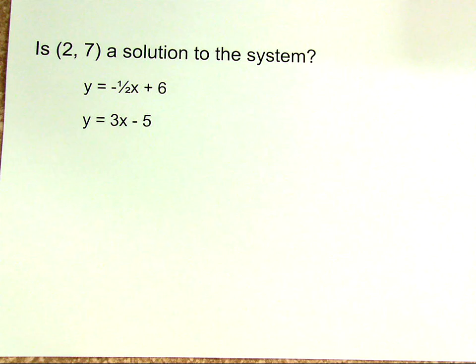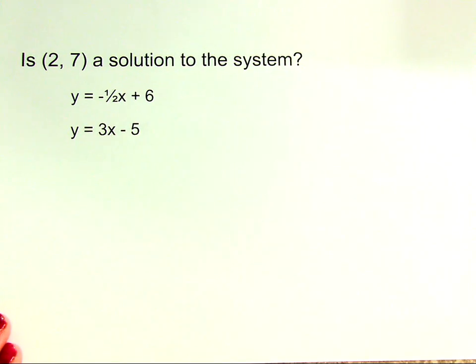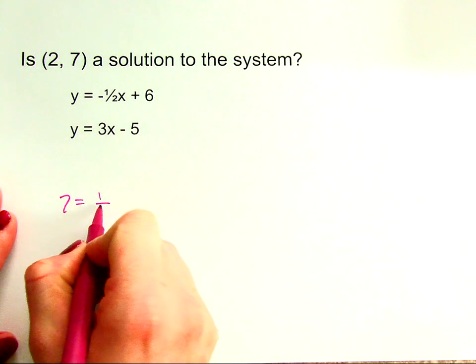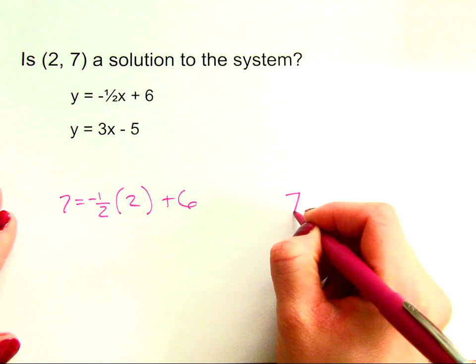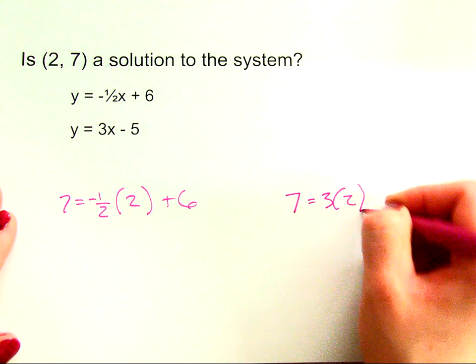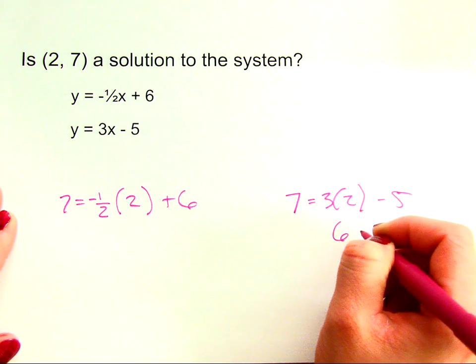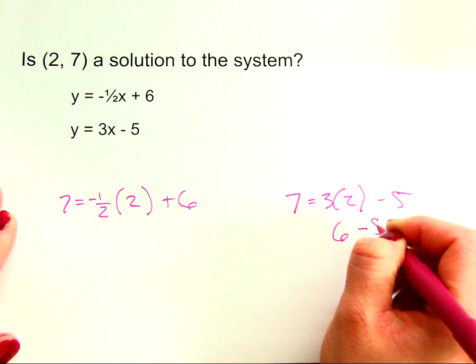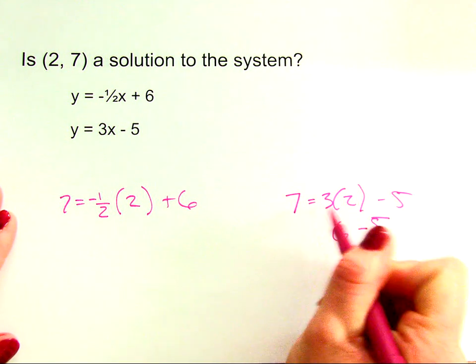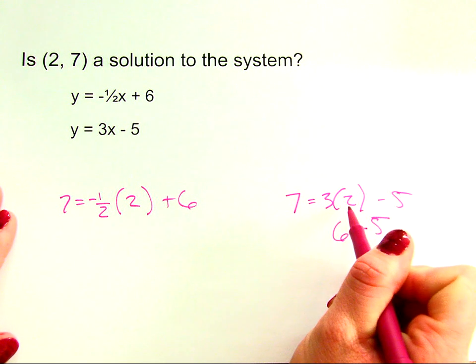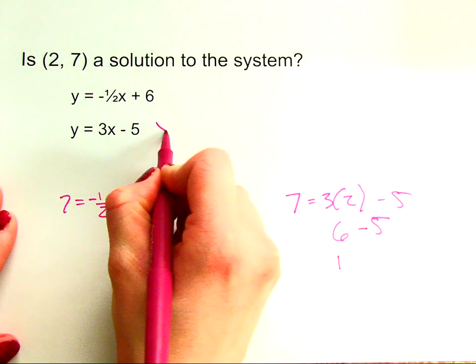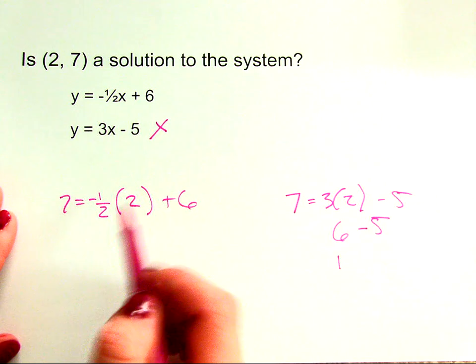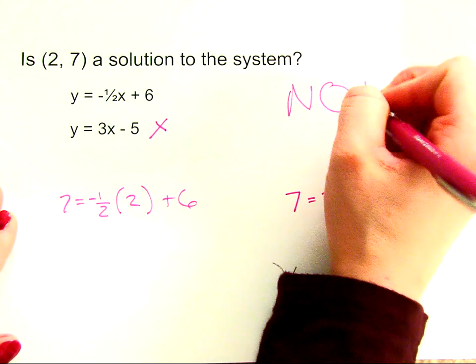So go ahead and pause and give this one a try. So I already see right here in this second one, 3 times 2 is 6. Subtract 5 is going to be 1. 1 does not equal 7. So it does not work in the second equation. So it's not going to be a solution. I don't even have to check this one.